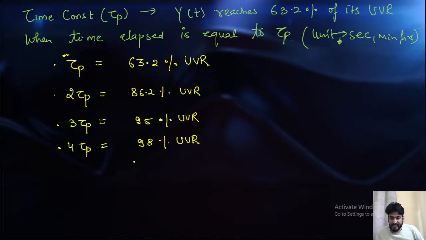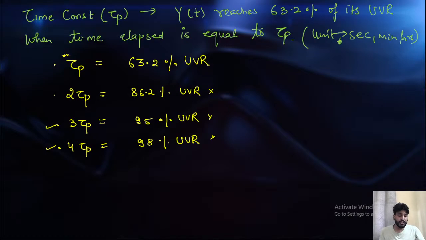So the literature says that approximately a first order system takes 3 to 4 times tau p to achieve its UVR. And a single tau p is defined when the process is achieving 63.2% of the UVR. There is no need to remember 2 tau p, 3 tau p and 4 tau p, but you have to remember what tau p is.